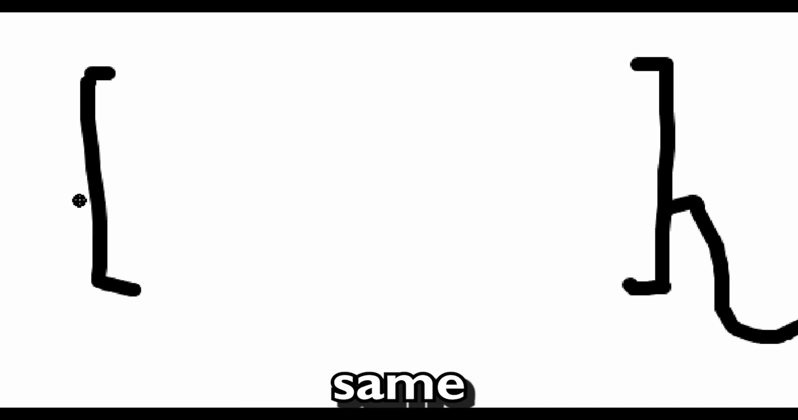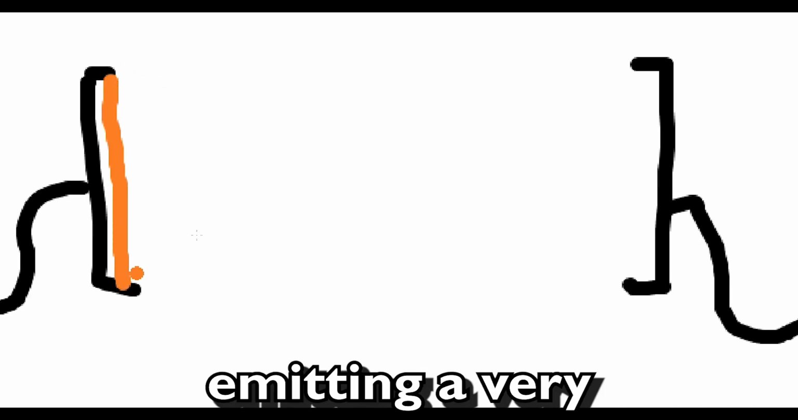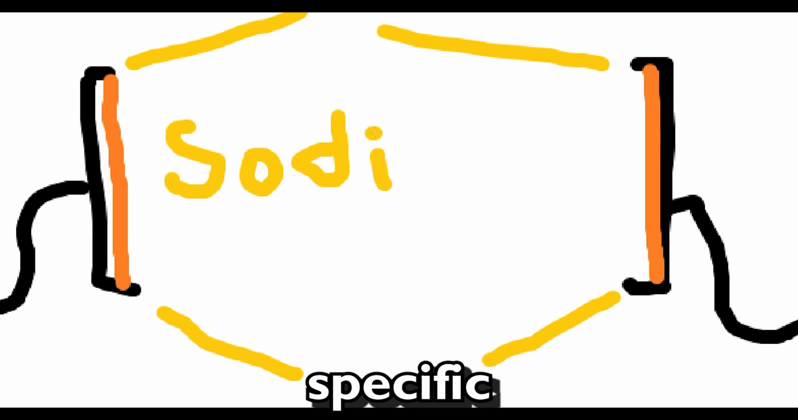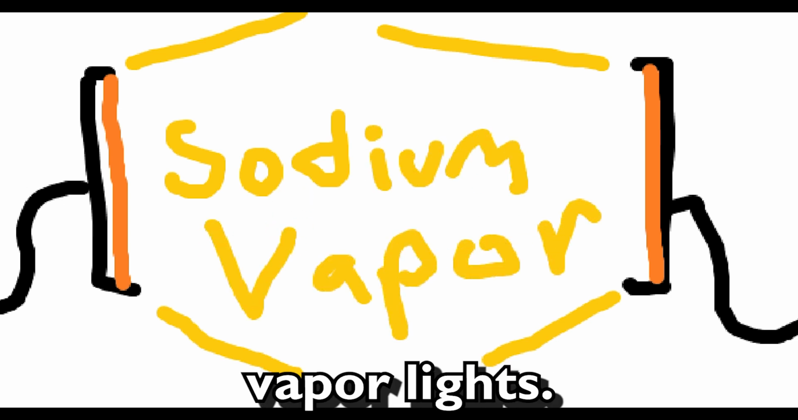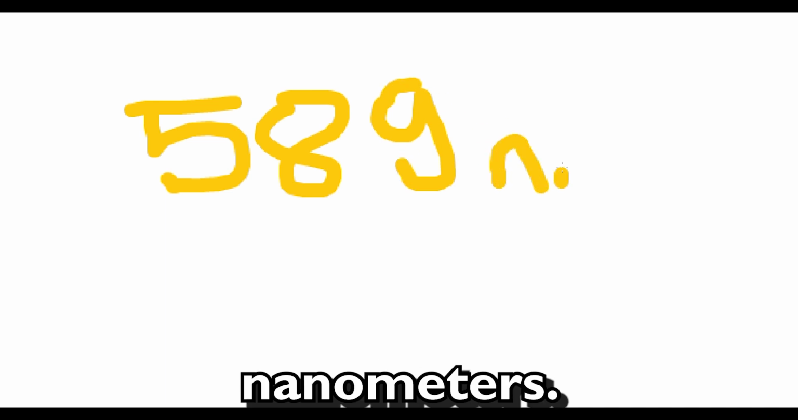Yellow screens work on the same fundamentals as the others, emitting a very unique color that can be separated from the background. The thing that yellow screens do differently is they use a very specific spectrum of yellow, made with low pressure sodium vapor lights. This yellow only emits one wavelength of light at 589 nanometers.